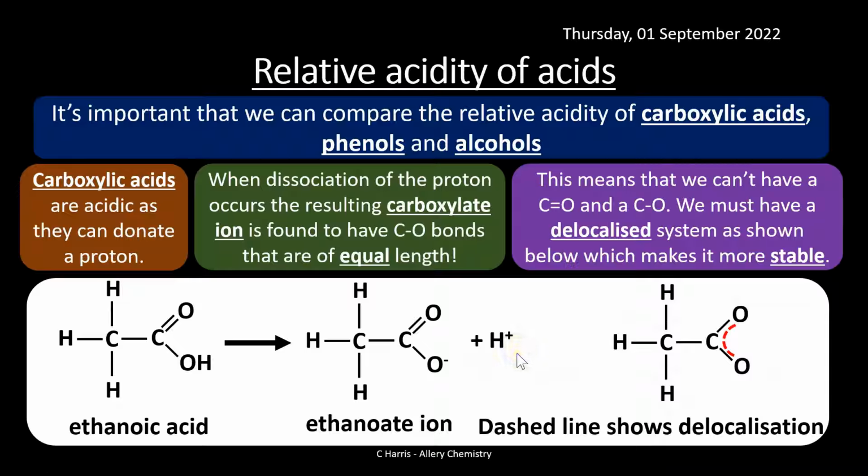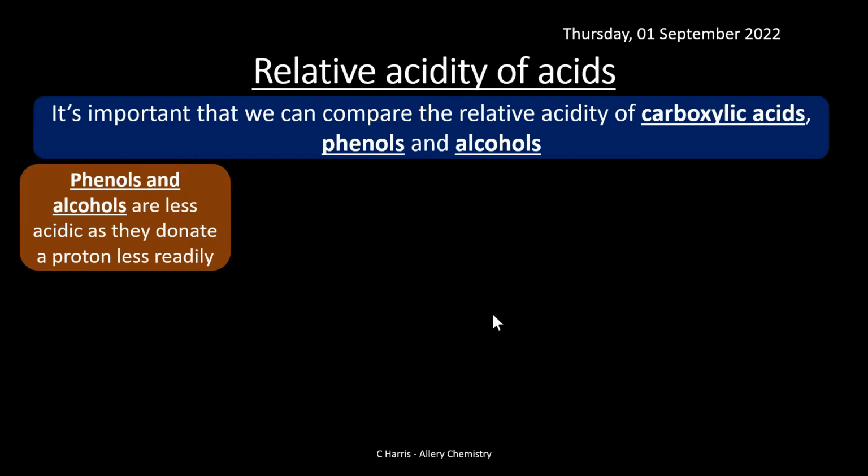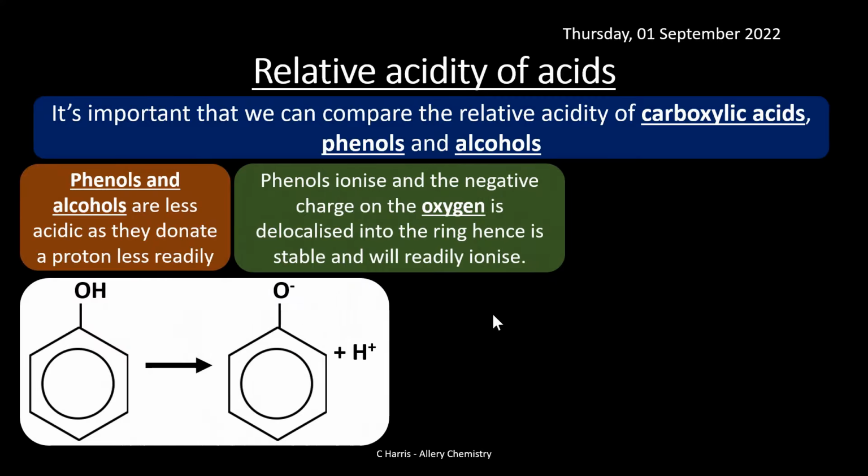So that's quite useful. Obviously the OH bond breaks as well because you have a bit of polarity there. So this is why carboxylic acids are fairly strong in comparison to phenols and alcohols, which we'll look at next. So phenols and alcohols, like I say, are less acidic. They donate the proton less readily. Okay, so we'll start with phenols first.